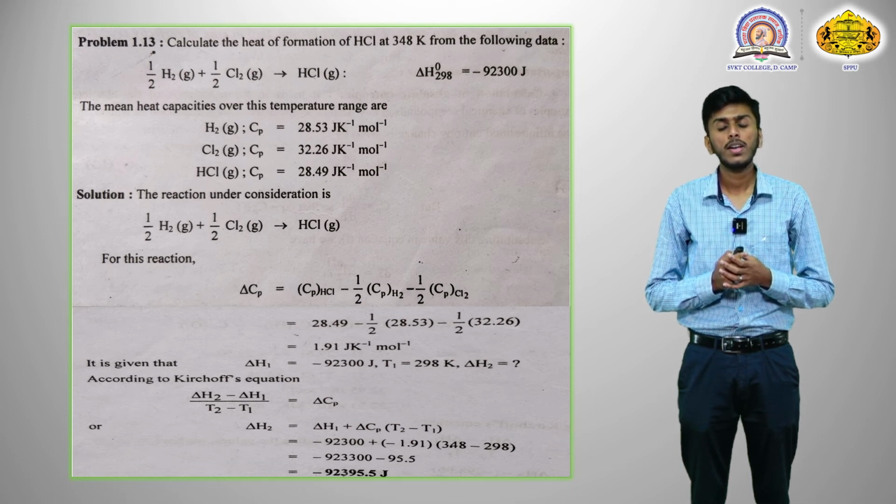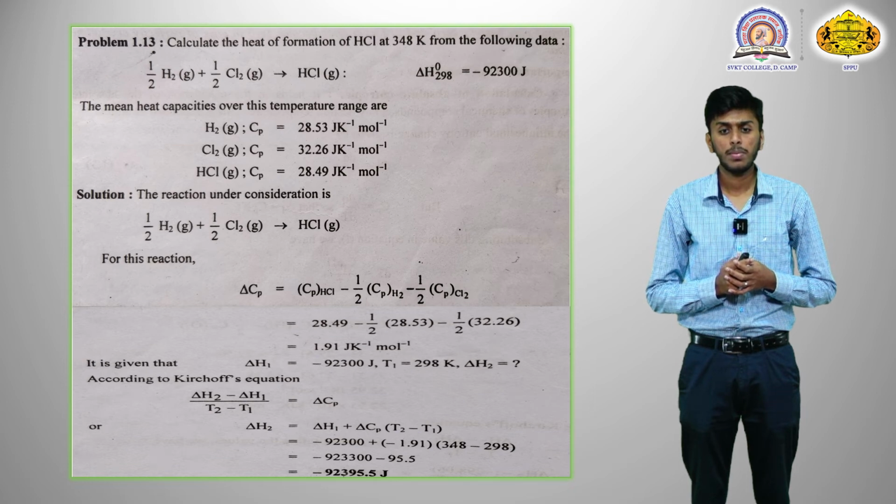So we have to find the delta H2. We will use Kirchhoff's equation for this, which is (delta H2 minus delta H1) divided by (T2 minus T1) equals delta Cp. As we know delta Cp, both temperatures and delta H1, we can calculate delta H2. Delta H2 equals delta H1 plus delta Cp into (T2 minus T1).